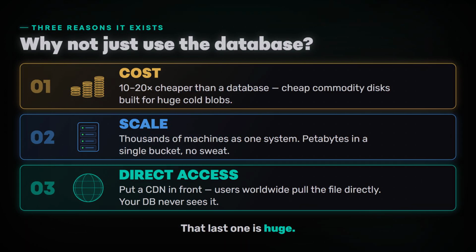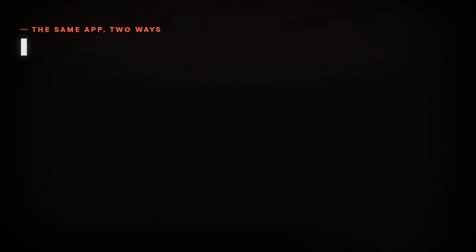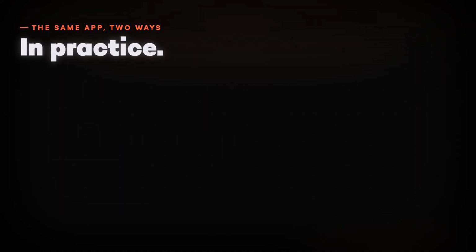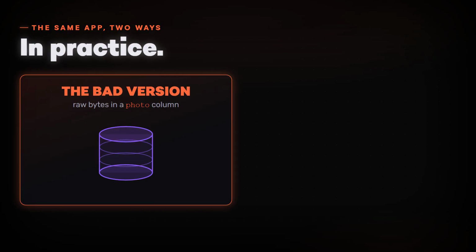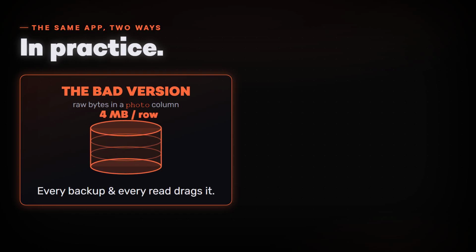This last one is huge. If a profile photo lived in your database, every view would mean a database query. With object storage, the photo is just a URL and the user's browser hits it directly. Let's look at this in practice.